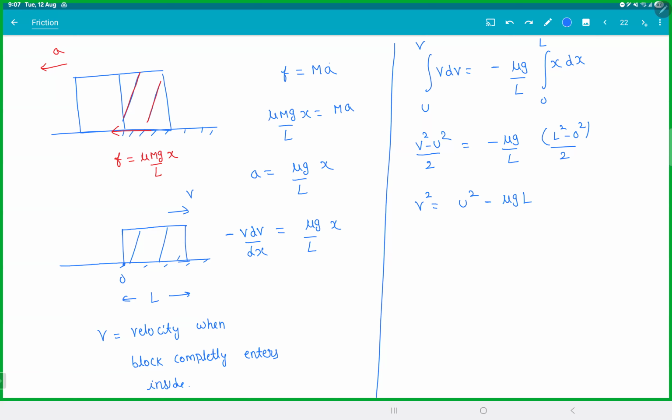This will be the speed of the block when it has completely entered inside, which is root over u square minus mu gl. So can we say from this part that friction is devoid of surface area? Come again, friction does not depend on surface area, because in the end we are just getting... That is a different thing.